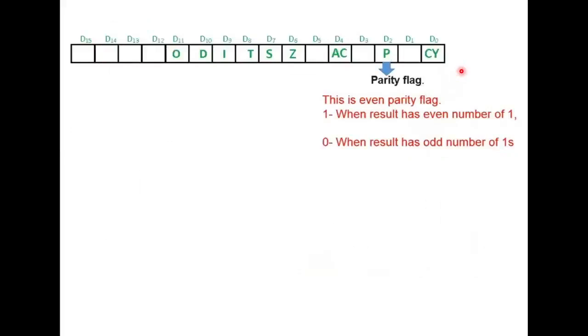Now next one is parity flag. So the parity flag is used to indicate the number of ones in the result. If the number of ones is an even number, then it will indicate 1. If the number of ones is an odd number, then it will indicate 0. If the parity flag is set, then we can understand the number of ones in the result is an even number. If it is reset, then we can understand the number of ones in the result is an odd number. This parity flag is generally used for error detection and all. So we'll see one example.